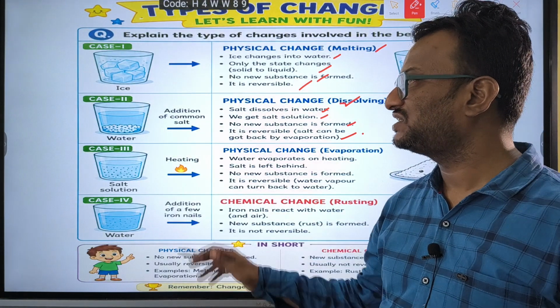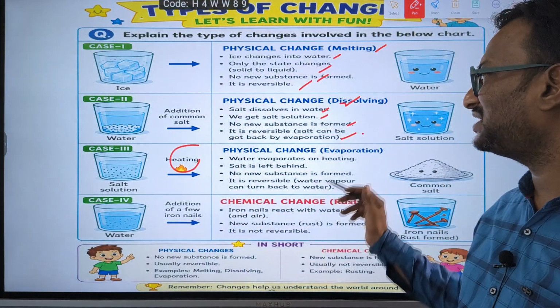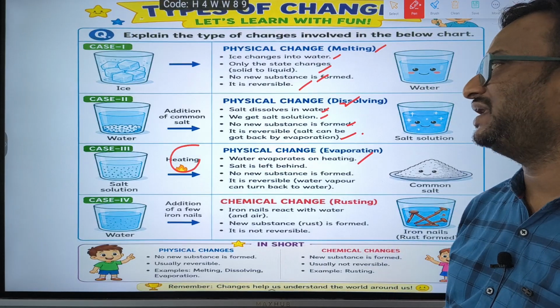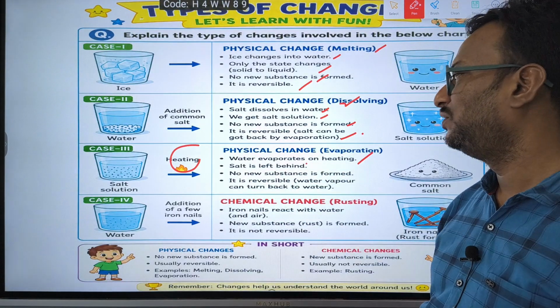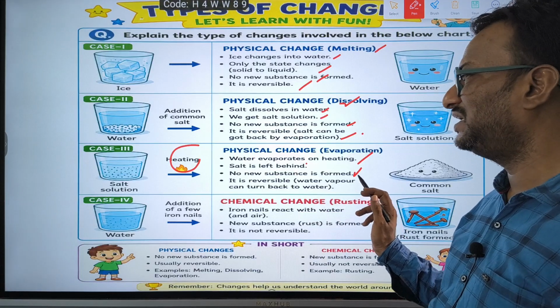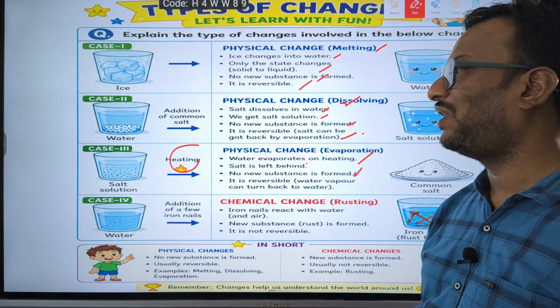Case 3, salt solution heating. It is also a physical change. Evaporation takes place. Water evaporates on heating. Salt is left behind. No new substance is formed. It is reversible. That is, water vapor can turn back into water.